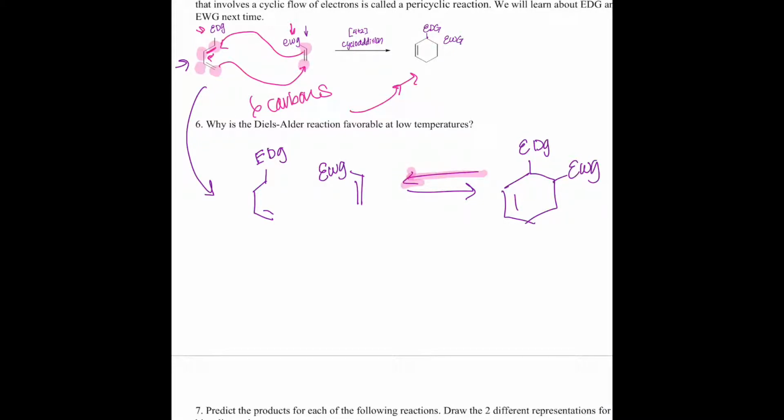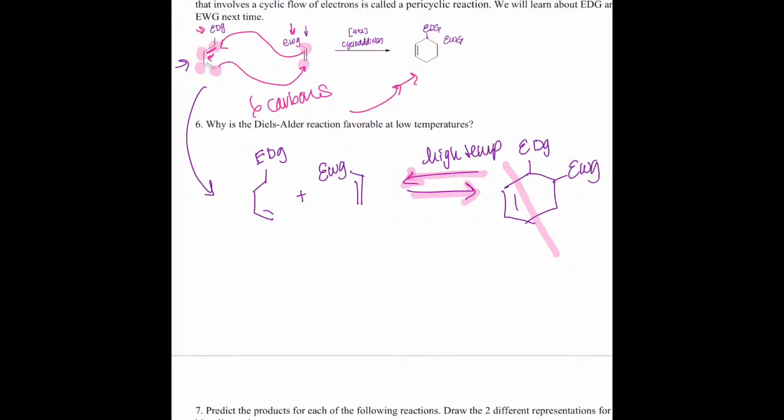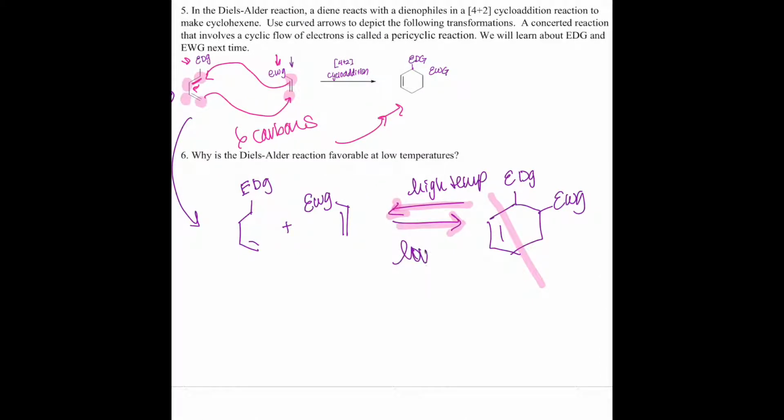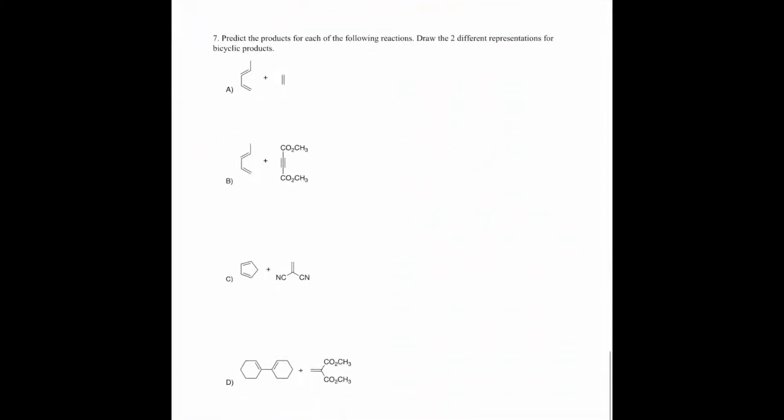Going this way is going to be at high temperatures. At high temperatures, your ring will break apart and go back to the 2 pieces that made it in the first place. Going this way, it's going to be favored at low temperatures. So when you want to do a Diels-Alder reaction, you have to make sure it's at low temperature. That way you can actually keep the product that you made rather than revert it back to the 2 reactants that you put in to try to make your product. That's the reason why Diels-Alder reactions are more favorable at low temperatures.